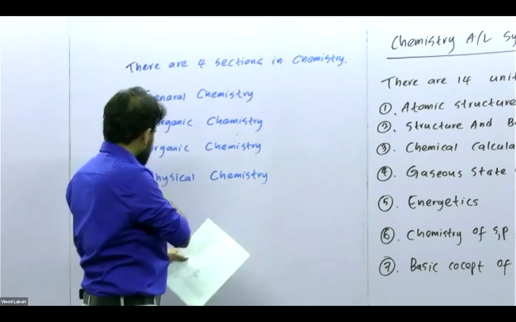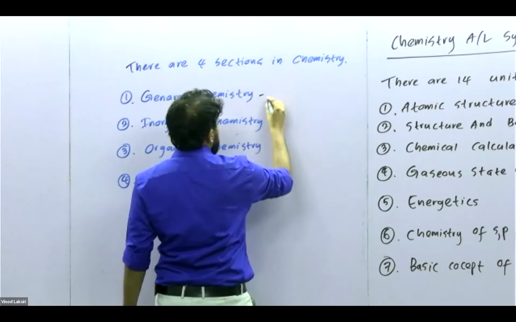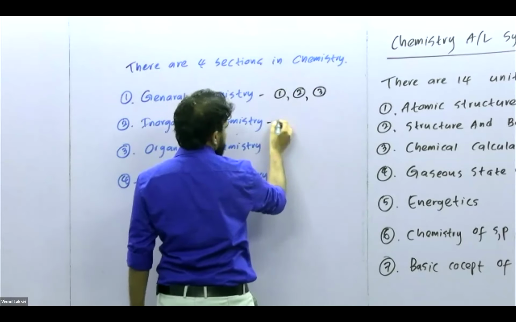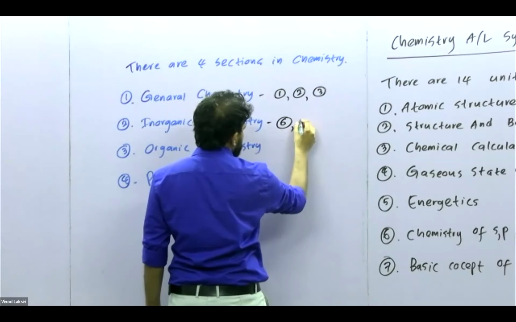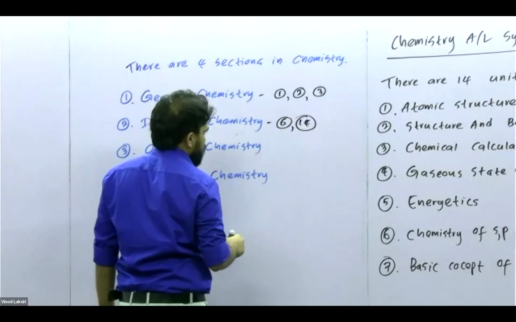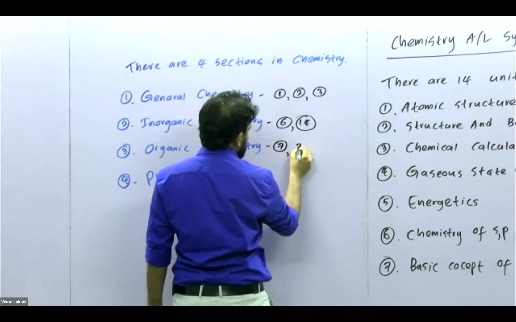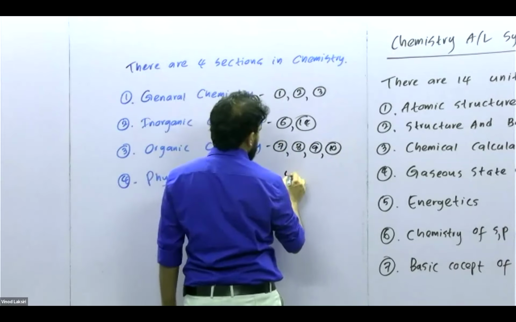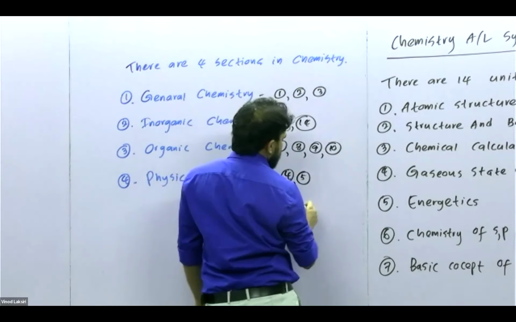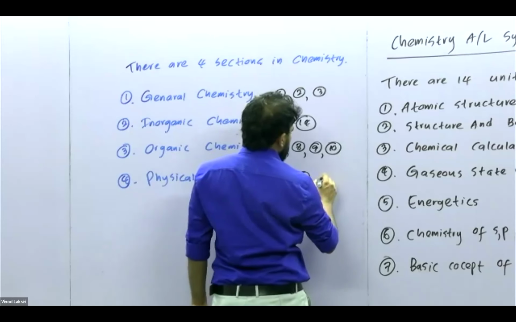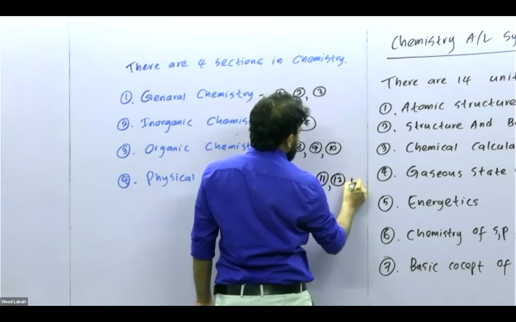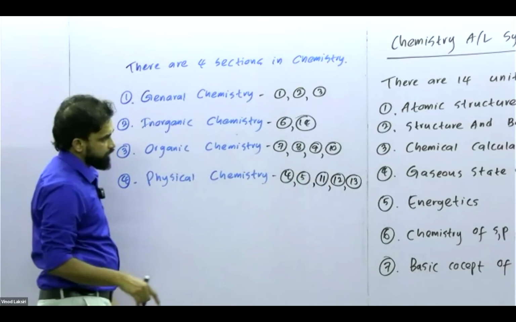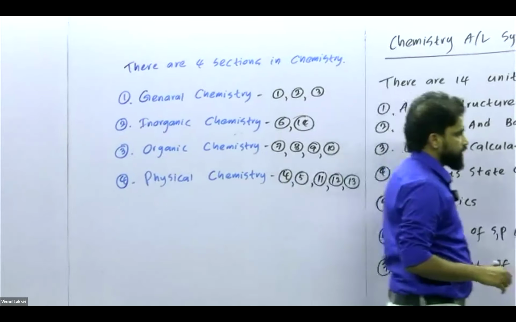Right. So what are the units of general chemistry? Units 1, 2, and 3. Inorganic chemistry is mainly unit 6 and the last unit, 14. Organic chemistry is units 7, 8, 9, 10. And physical chemistry is units 4, 5, 11, 12, 13. Right, so the biggest part in the A-level syllabus is physical chemistry. Those are the 4 sections in chemistry.